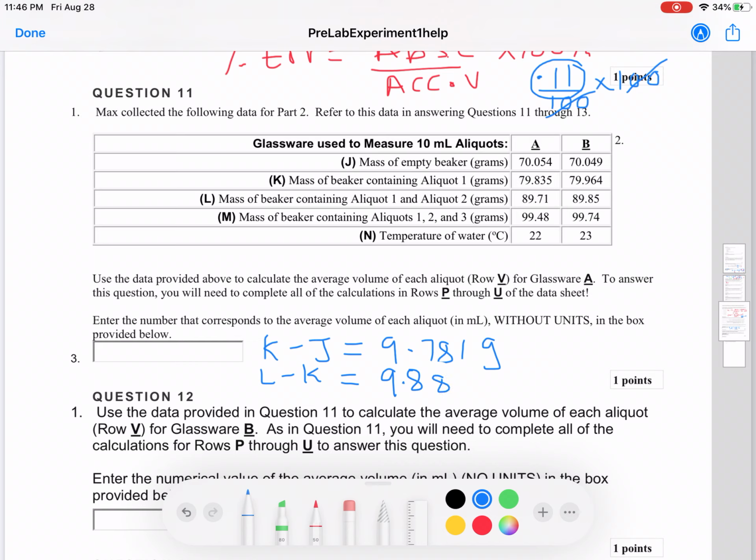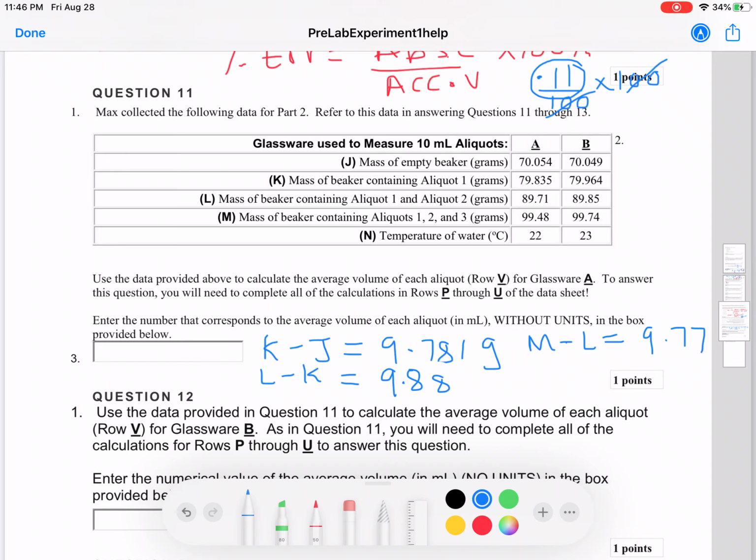The first one we kept in 3 decimal places because K minus J both had 3 decimal places. And then the last mass is going to be M minus L, the mass of the third aliquot. M minus L is 99.48 minus 89.71, which is 9.77. That is the masses.